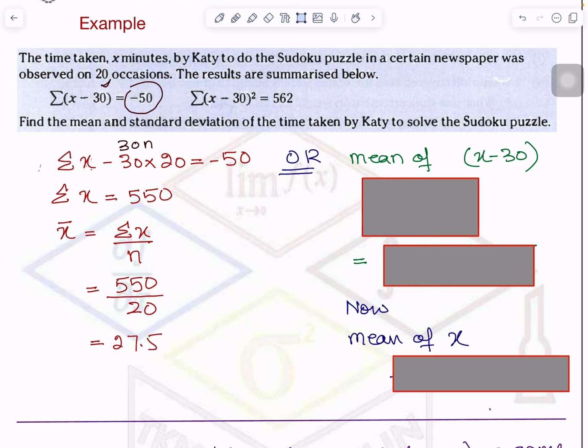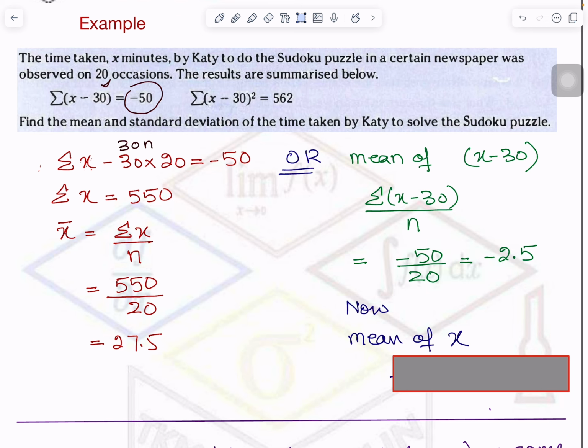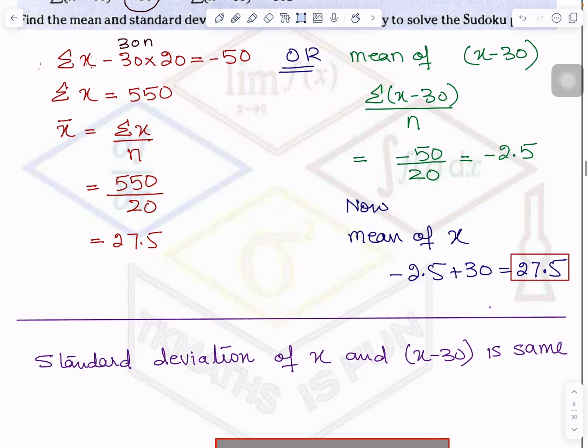And the second way is, because sigma x minus 30 is given to me, I can straight away divide it by 20. This will give me the mean of x minus 30. And what will I do? I will add 30 to it. Is it making sense? Perfectly okay. So you understood how to solve this question.